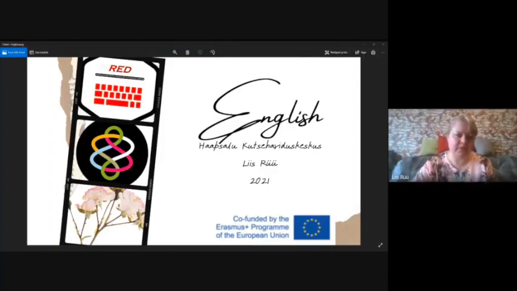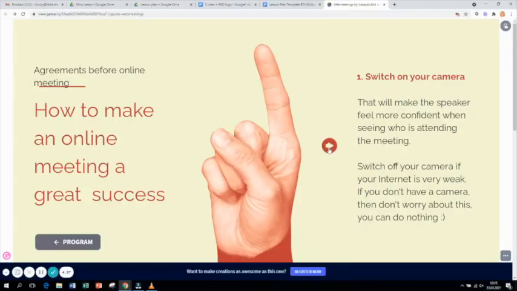So the rules, how to behave in an online lesson. And I think that an online lesson is also quite the same as an online meeting. So there are 5 rules that are good to follow. The first is to switch on your camera if you have the camera. And why is it good? Because it makes the speaker feel more confident seeing who is attending the meeting. If you don't have the camera or the camera is not working, then there isn't much that we can do at the moment. Don't worry about it.